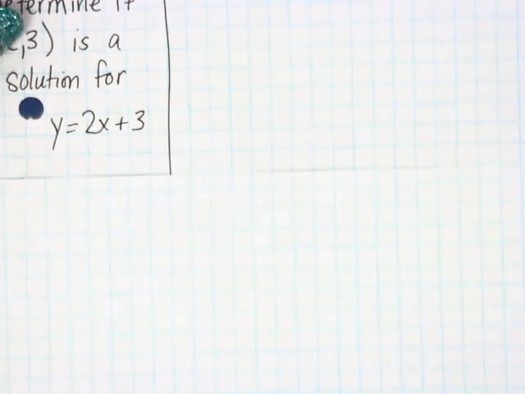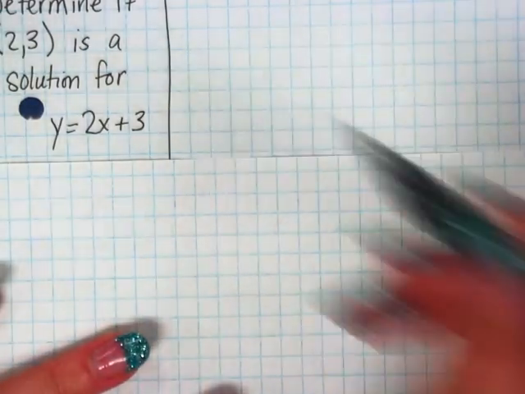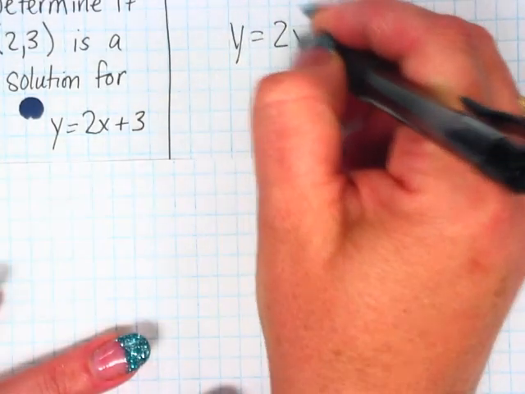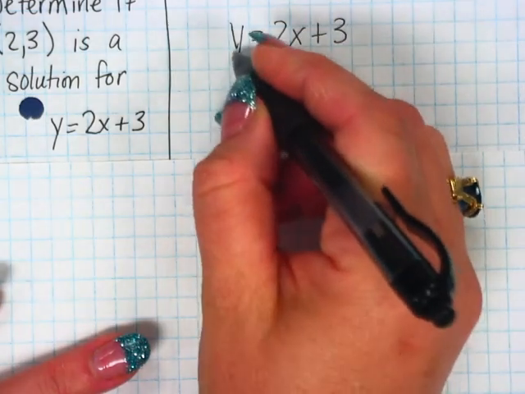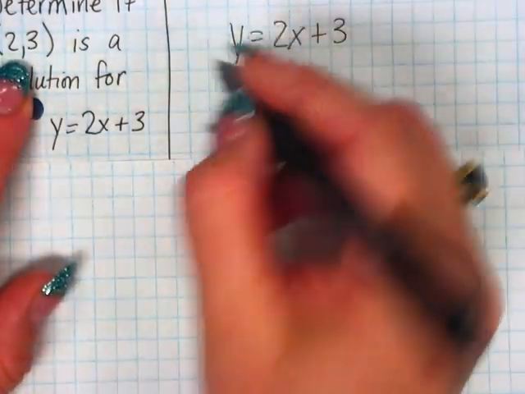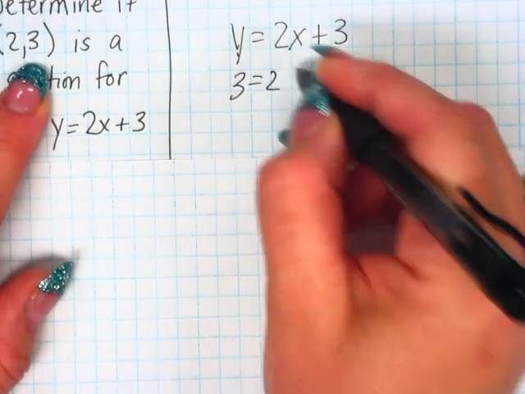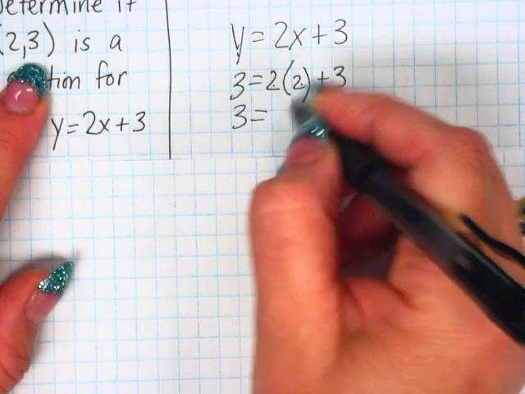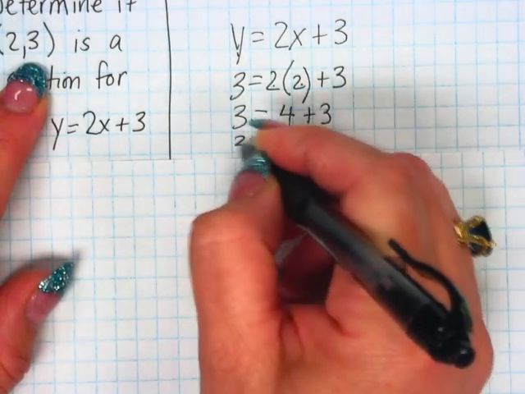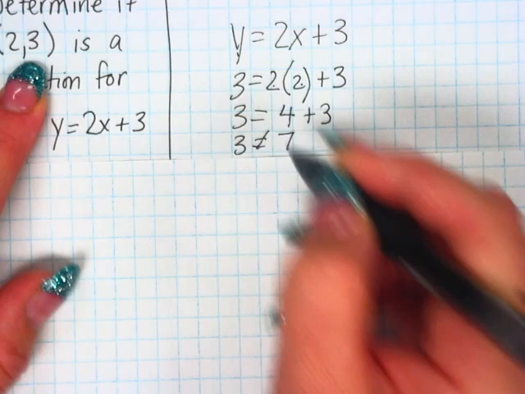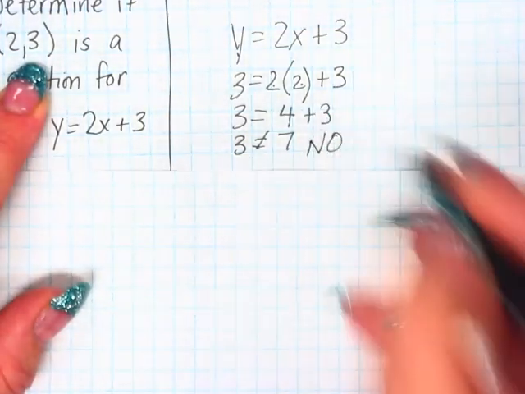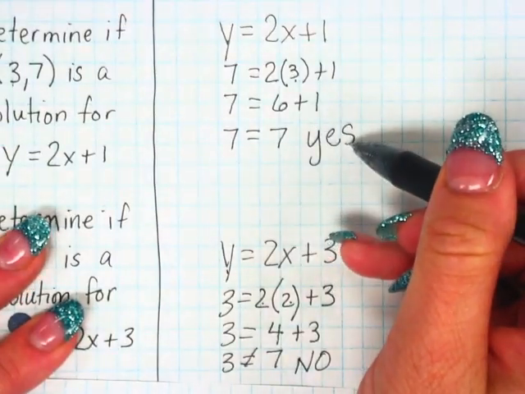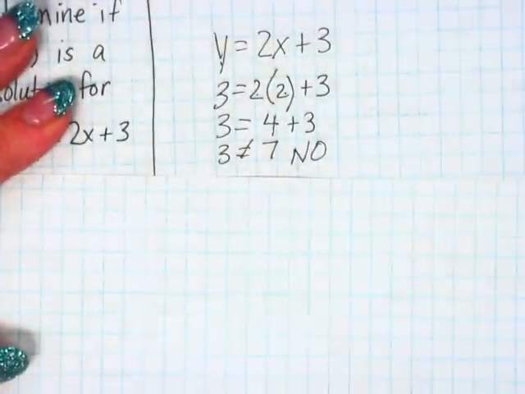So we'll do another one like that. So for the second one, determine if (2, 3) is a solution for y equals 2x plus 3. We're seeing if it's one of the possible solutions. So the y is 3. The x is 2. So we're looking at 2 times 2 is 4 plus 3. So the question is, does 3 equal 7? And the answer would be no. So this point is not a solution. Where this one worked, it is a solution. This one doesn't work, it's not a solution.